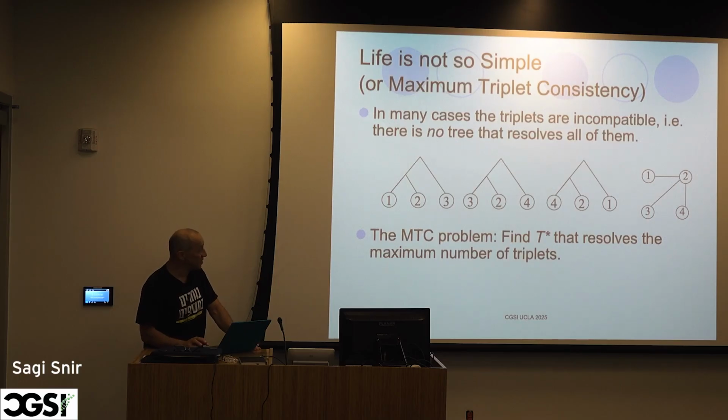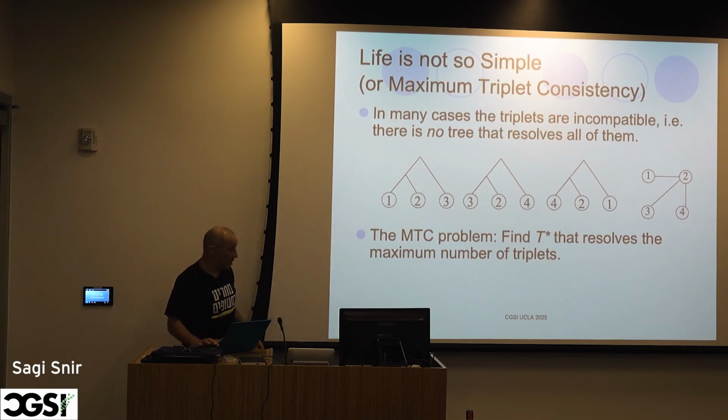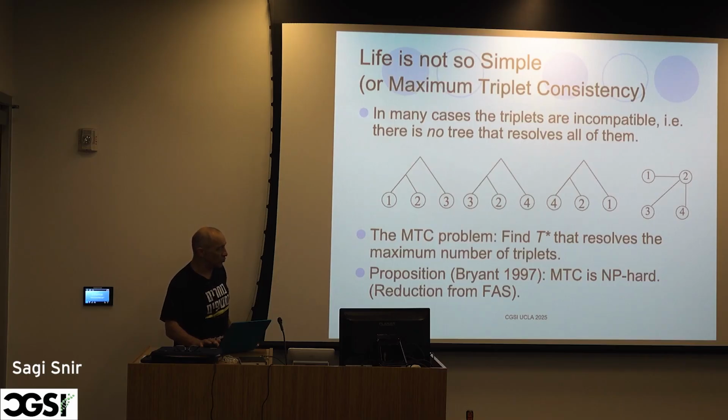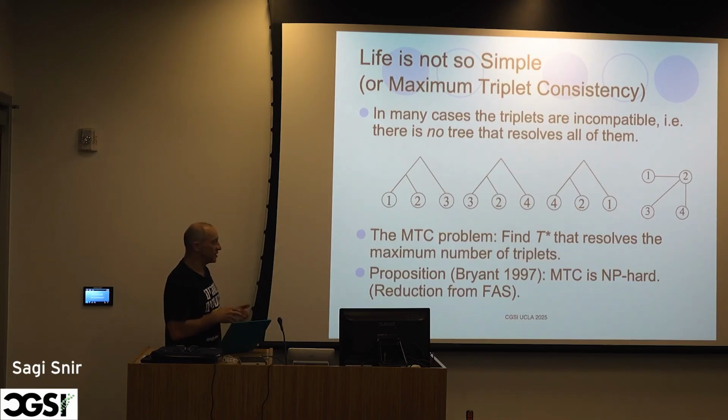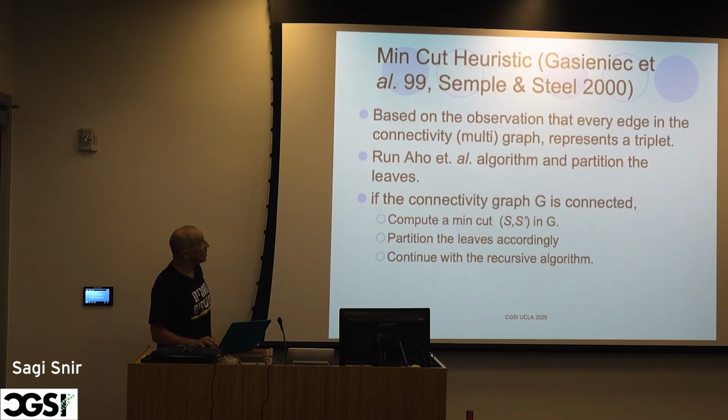Okay, find the T that resolves the maximum number of triplets, and there are now so many years and so many works on that problem. Okay, so it was shown, quite a simple proof, that this is NP hard, although it was open for a few years, and the reduction is from feedback arc set. It's a simple reduction.